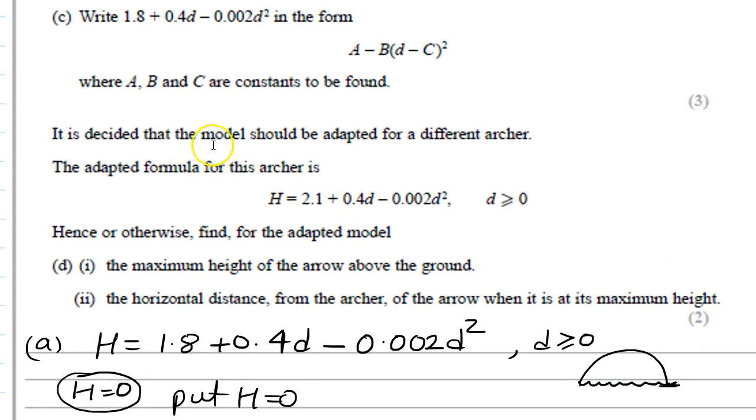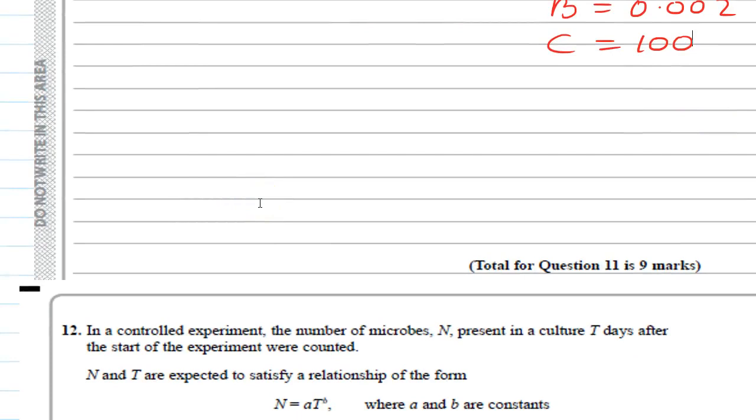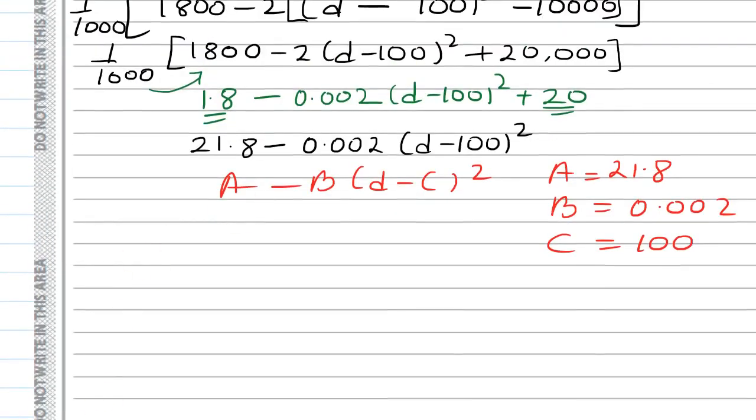Now next part is: it is decided that the model should be adapted for a different archer, and the adapted formula is given. So now they have changed. Instead of 1.8, they have given h equals 2.1 plus 0.4d minus 0.002d square. Hence or otherwise, find for the adapted model the maximum height of the arrow above the ground and the horizontal distance. So let's do D part.